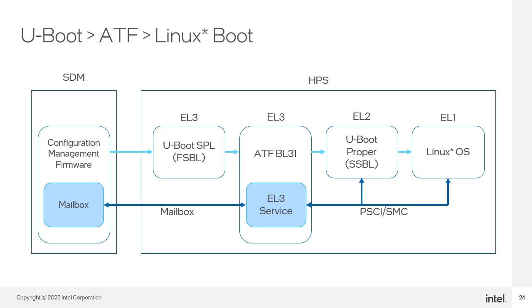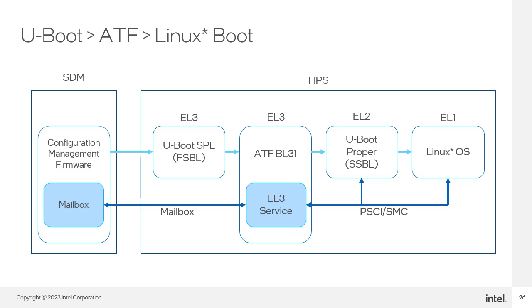The steps for the boot flow are: 1. The Configuration Management Firmware, CMF, running on the SDM loads the first stage bootloader, which is U-Boot SPL, into HPS on-chip RAM and then brings the HPS boot core out from reset. 2. The U-Boot SPL loads the second stage bootloader, which is ATF BL31 and U-Boot proper, into DDR.